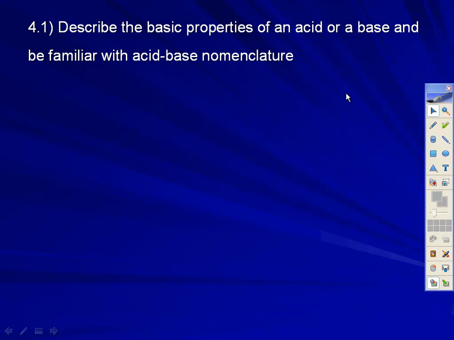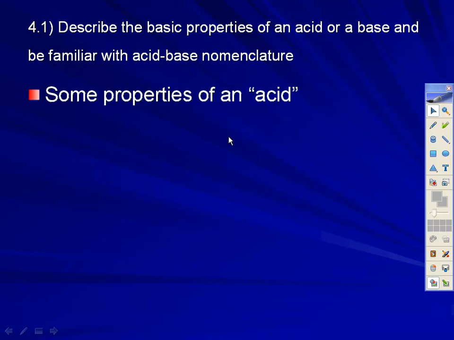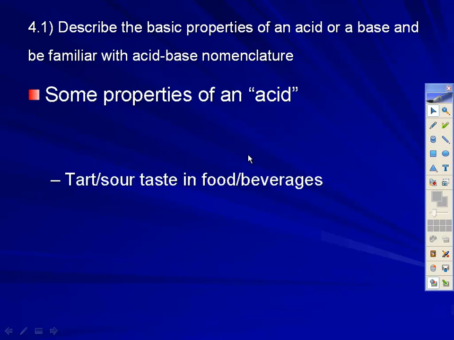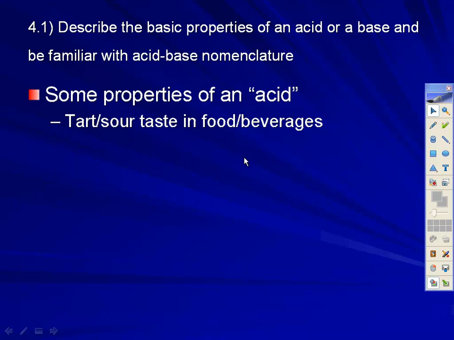So here we go. Let's talk about some fundamental properties of acids. So what makes something an acid? If you were to taste an acid, which you do on a daily basis, acids are prevalent in foods and beverages. They have a tart or sour taste. In fact, if you look on a can of Mountain Dew, you'll find a citric or a phosphoric acid, giving it that tart or sour taste.